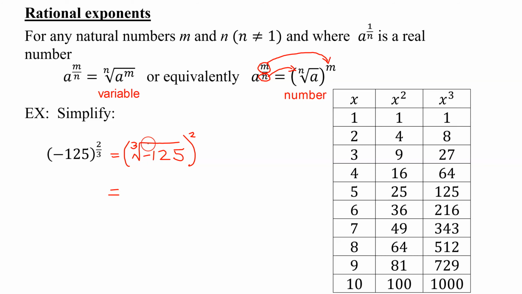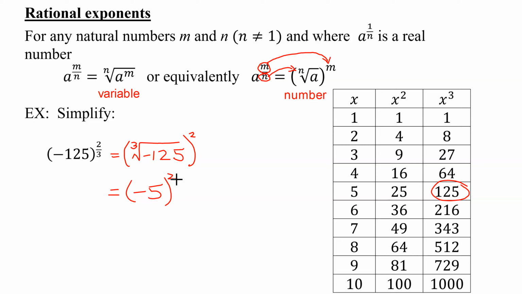Be careful. This is a cube root. The square root of a negative number is not a real number, but the cube root of a negative number is a negative number, as 3 negatives multiplied together gives a negative. And what is the cube root of 125? Is it a perfect cube? Yes. So what is the cube root of 125? It's 5. So the cube root of negative 125 is negative 5, and then I'm going to square it.